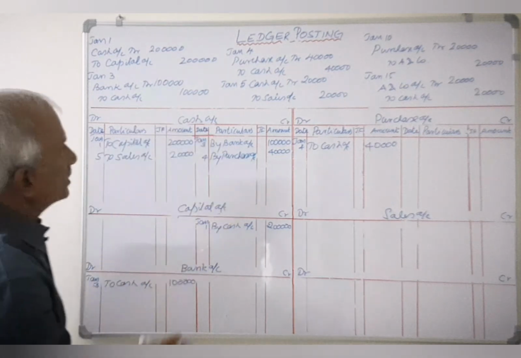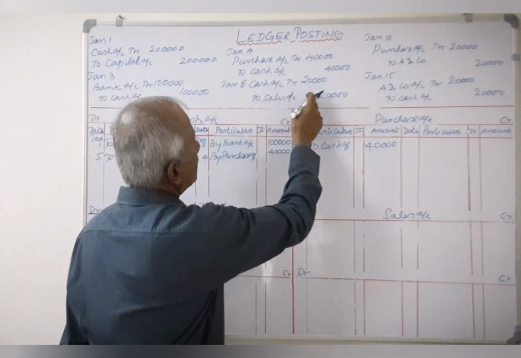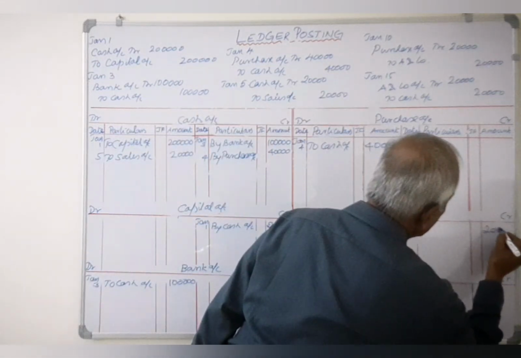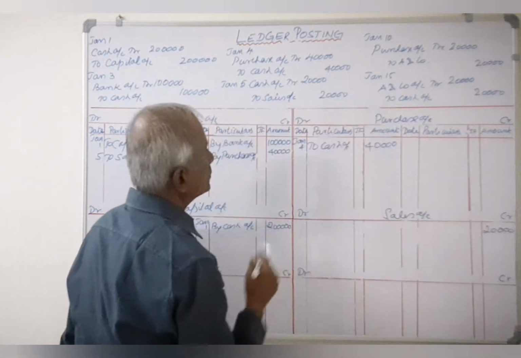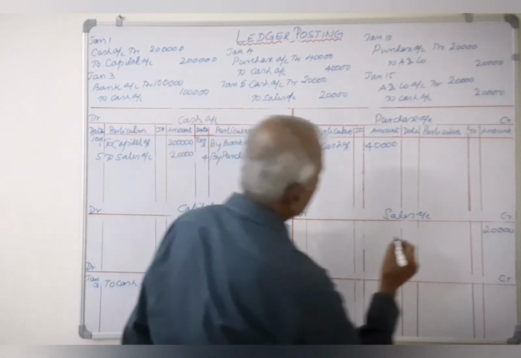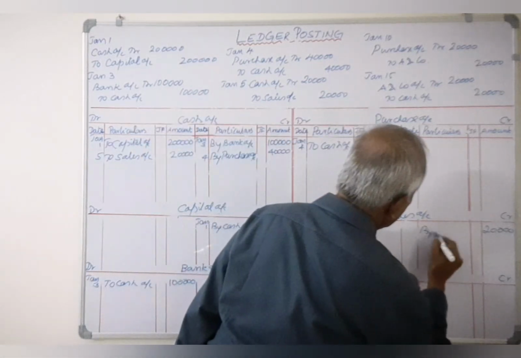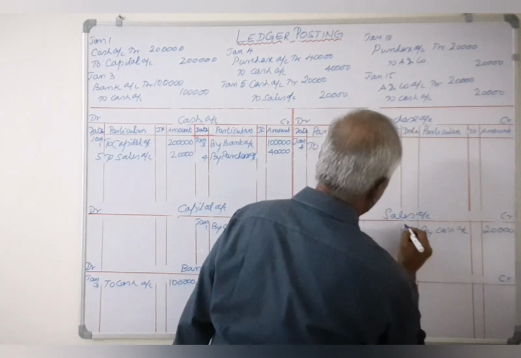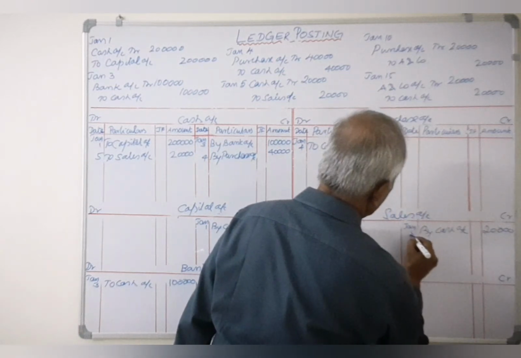Now you have to go to the sales account. On the credit side of the sales account, record 20,000. So 20,000. Against it you have to write the name of the account debited, that is by cash account. Let us record the date, that is January 5th.